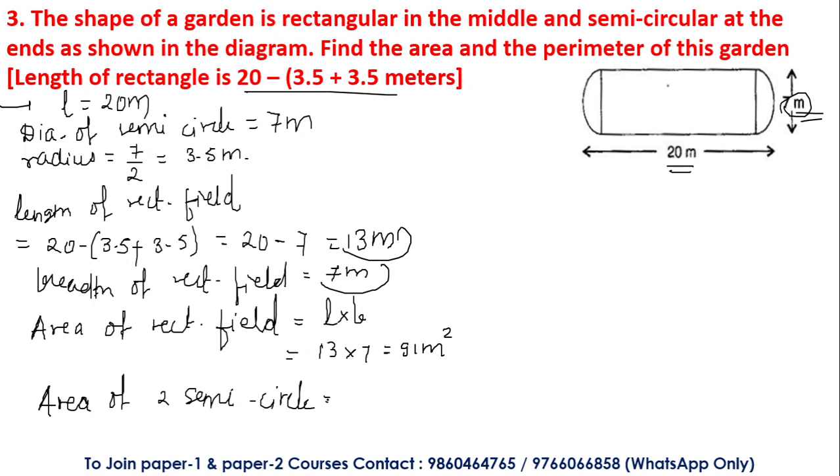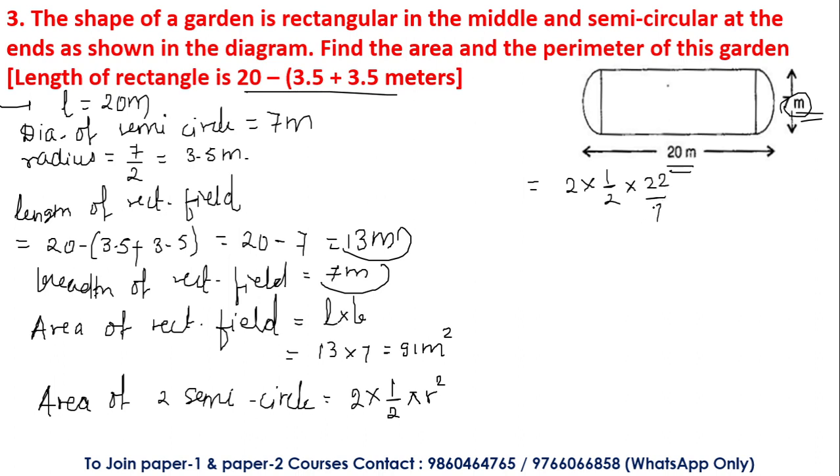I'm taking here, we know the area of a semicircle is half pi r square. There are two semicircles over here, so I'll be taking 2 into half pi r square. After substituting the value in this formula, that is 2 into half of the value of pi, which is 22 upon 7. If you don't know, please make a note of it.